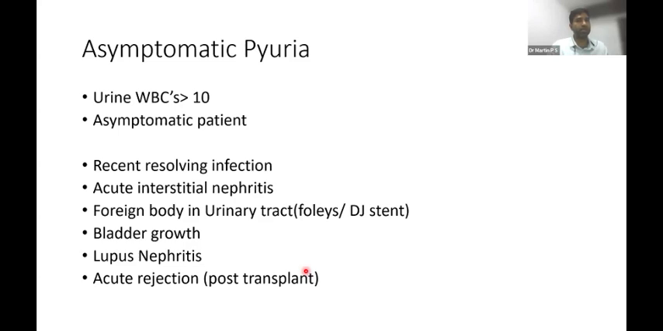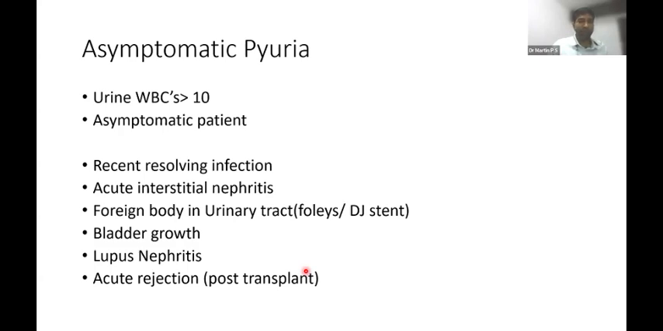So whenever you see an asymptomatic pyuria, these are the differential diagnoses that should come to your mind. Most probably it is a recent resolving infection. And if it is not an infection, it can be the others which I have mentioned below. It could be even acute interstitial nephritis. It could be some foreign body in the urinary tract like a Foley's or a stone causing pyuria. It can be a totally unrelated bladder growth. Lupus nephritis patients are notorious to present with pyuria, often mistaken for an infection and treated inappropriately. In post-transplant patients, early acute rejection can present with pyuria. So asymptomatic pyuria means the patient has no symptoms at all, but urine WBCs are more than 10.